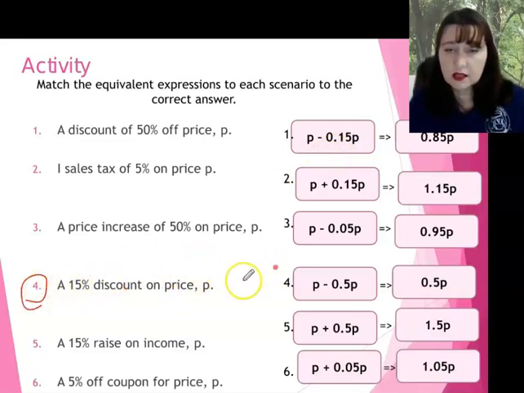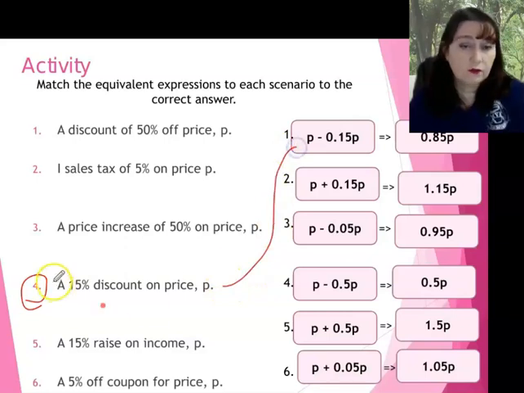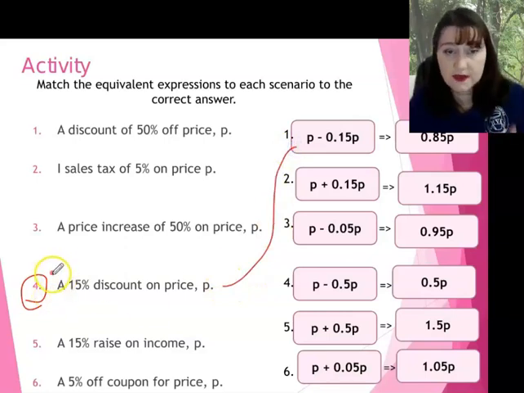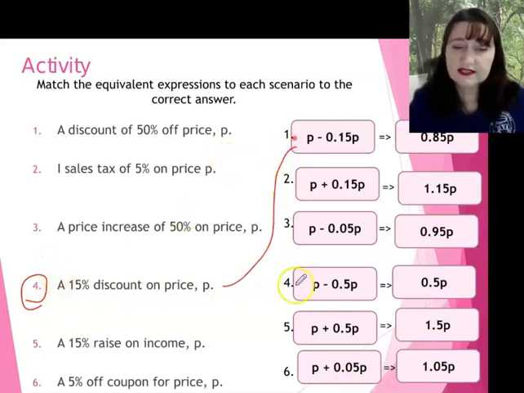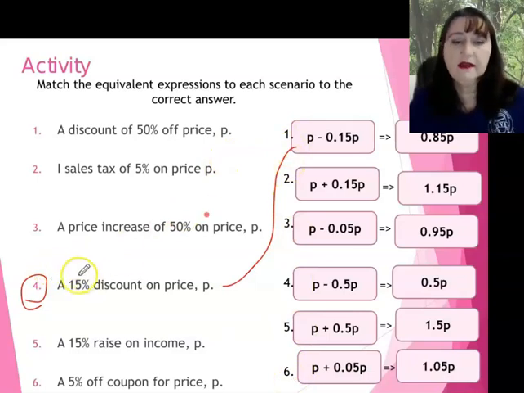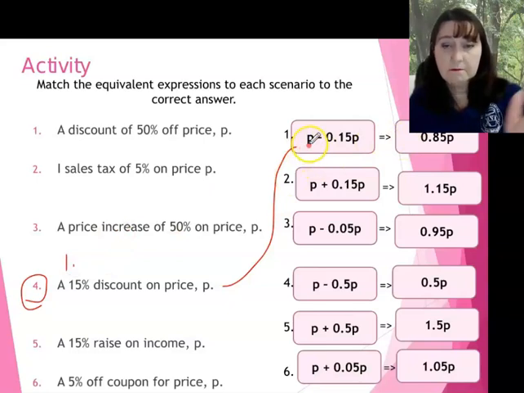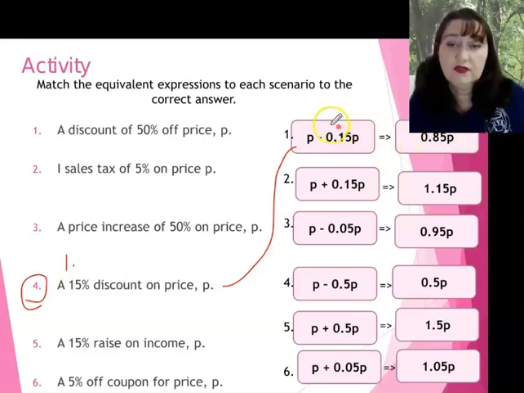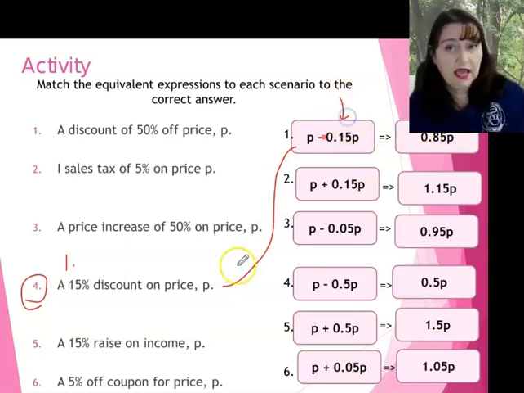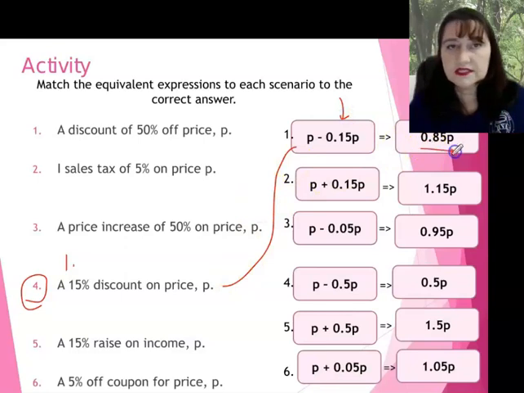Okay, so I would draw a line here, or I would write 1, 2, 3, 4, 5, 6 on your page, and then write 1, 2, 3, 4, 5, 6, depending on what it is. So for 4, I would write 1, because it basically is p minus 0.15p, which actually is 0.85p. So I'm giving you the setup that you would do, and then also the answer. And I want to see how well you do with this. So pause the video and see how you do.